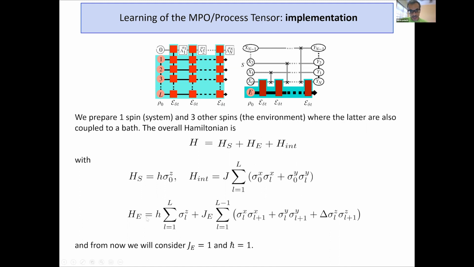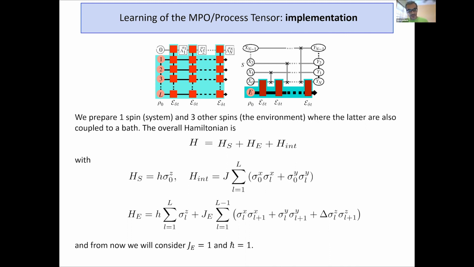And the environment, we choose to have an environment which has a magnetic field in one particular direction, and then some XXZ terms. And since there are three of them, they're all talking to each other. Okay, this will allow the environment to mix enough within itself, whatever information or whatever correlations are formed with the system.